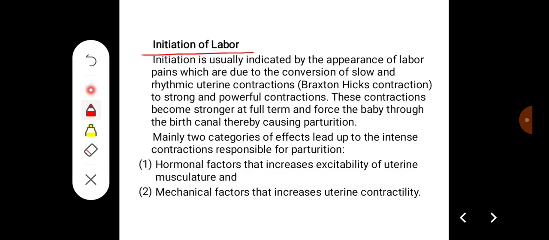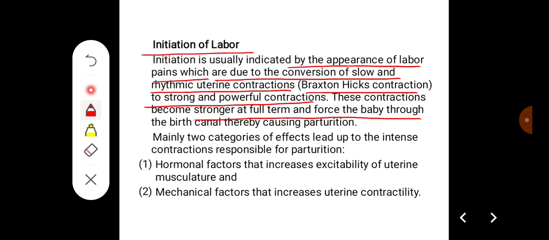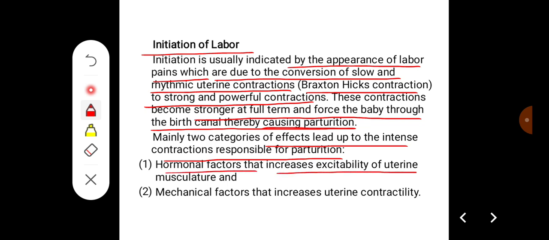The first stage, that is initiation of labor. Initiation is usually indicated by the appearance of labor pains, which are due to the conversion of slow and rhythmic uterine contractions, that is Braxton Hicks contractions, to strong and powerful contractions. These contractions become stronger at full term and force the baby through the birth canal, thereby causing parturition. Mainly two categories of effects lead up to the intense contractions responsible for parturition: the hormonal factors that increase the excitability of the uterine musculature, and the mechanical factors that increase uterine contractility.